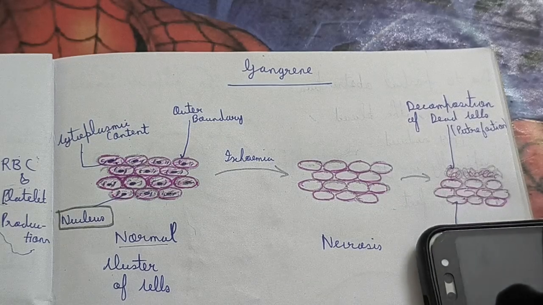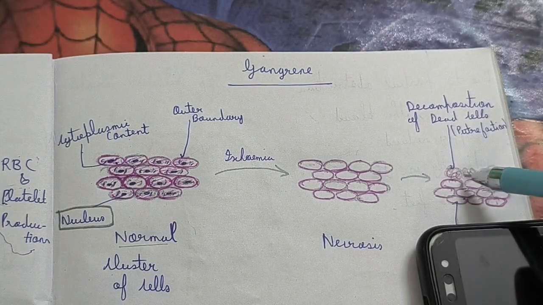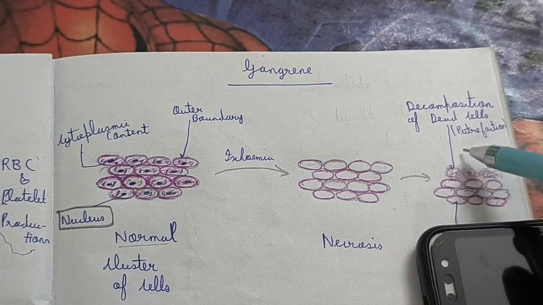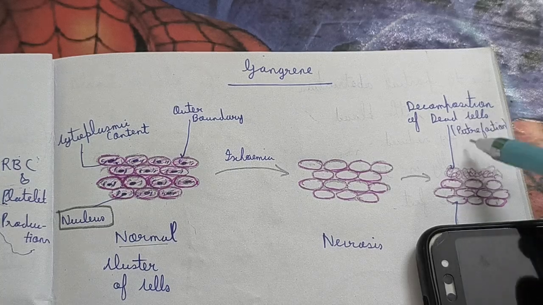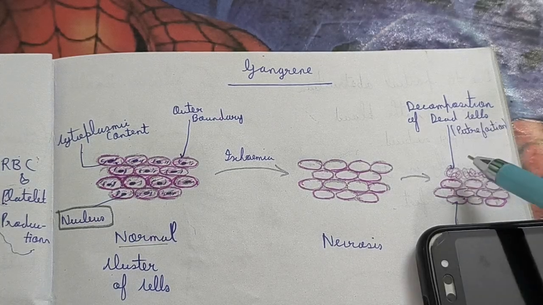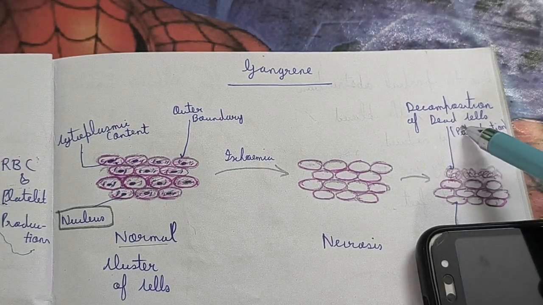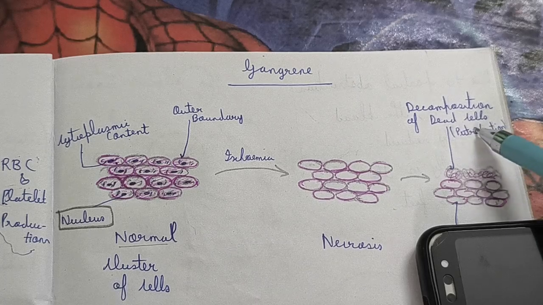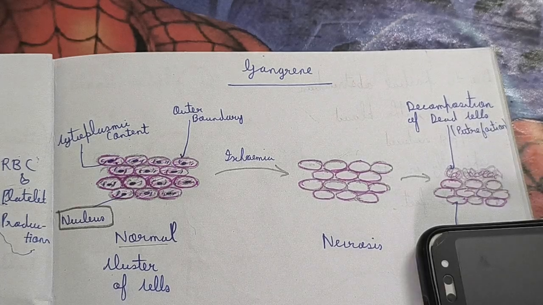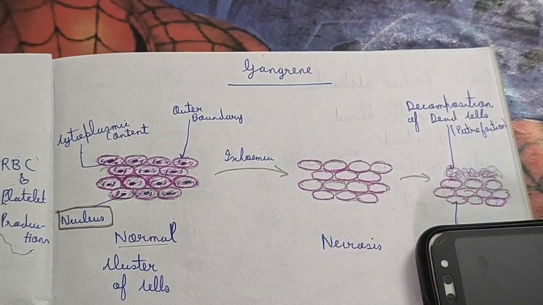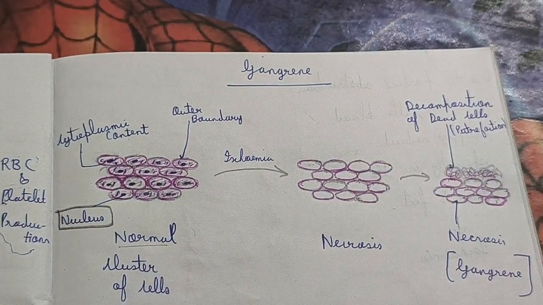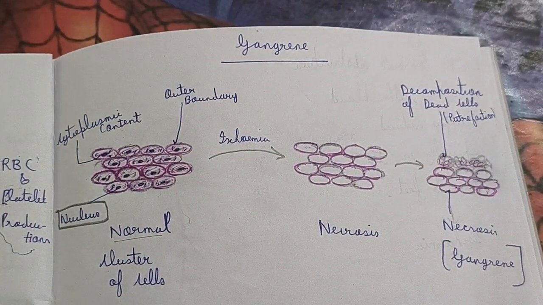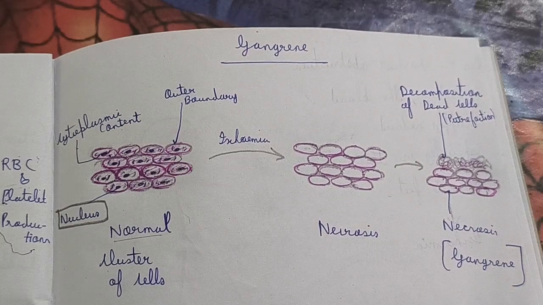Now slowly you can see that in the superficial layer of this necrosis, the dead cells start to undergo decomposition, and this decomposition of dead cells forms putrefaction. So necrosis plus putrefaction leads to the formation of gangrene. I hope you are able to understand this concept of gangrene.